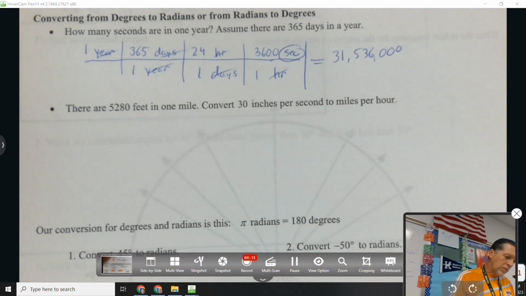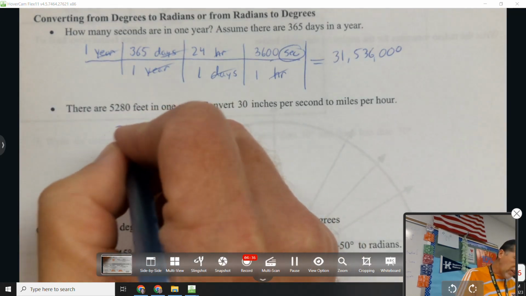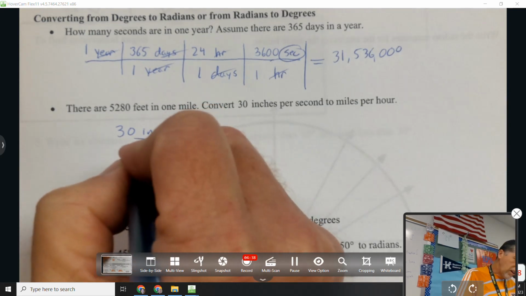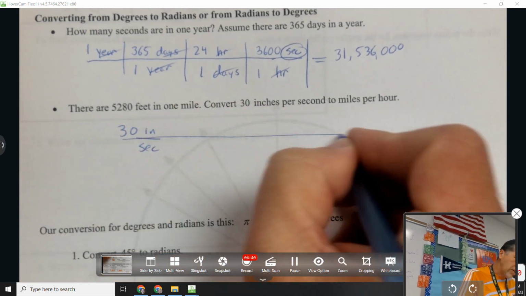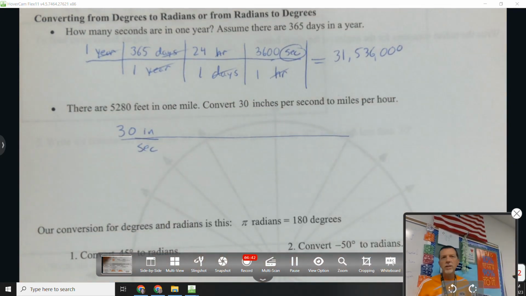5,280 feet in 1 mile. Convert 30 inches per second. Okay, so we got a top and a bottom to deal with here. 2 miles per hour.